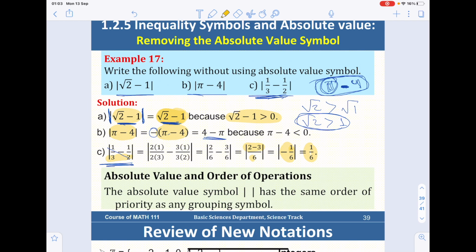In the order of operations, I deal with the absolute value as it is, like the parentheses or the brackets. So same thing.